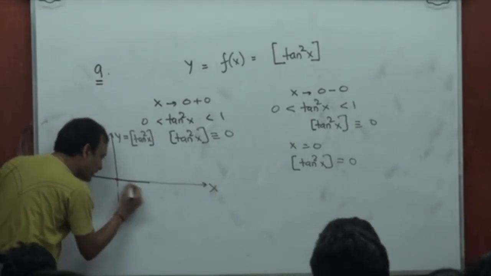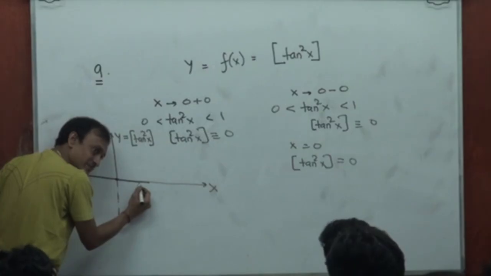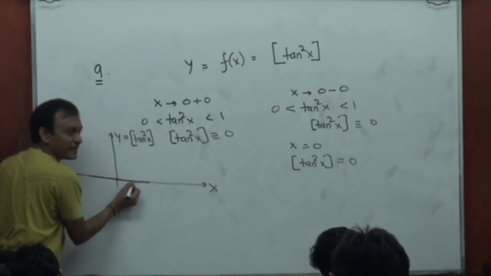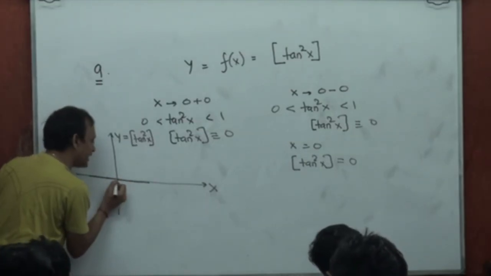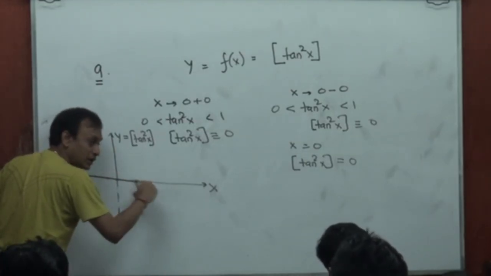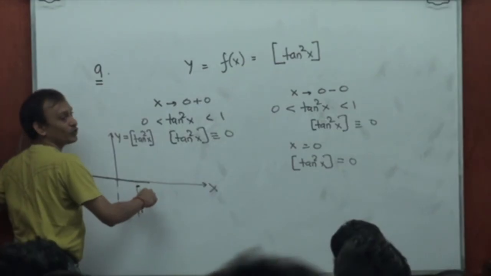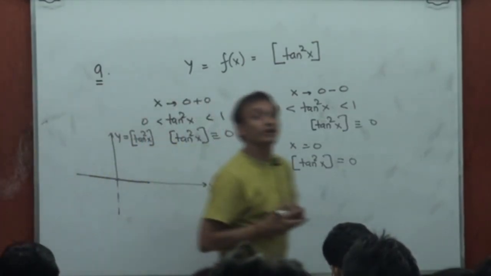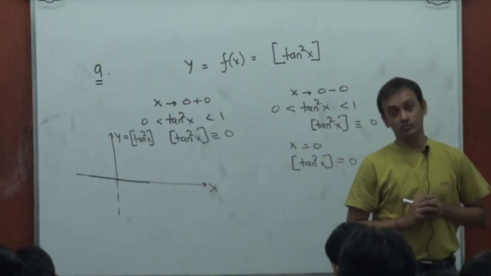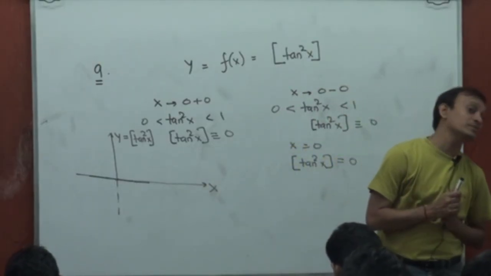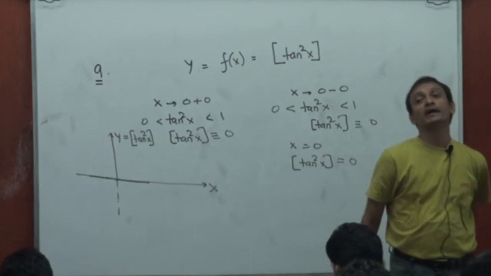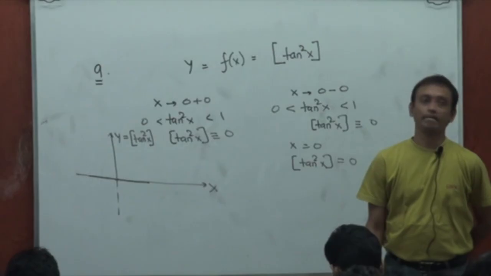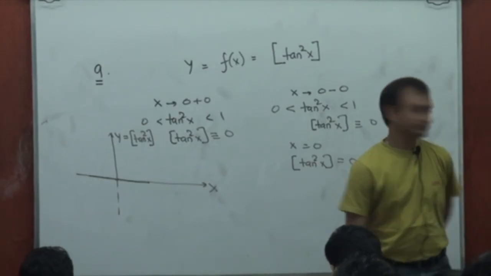Do you see that at x equal to 0 it's continuous? Not only that, the derivative at x equal to 0 is the tangent at x equal to 0. The left hand tangent and the right hand tangent both coincide with this line. The slope of this tangent is 0. So the derivative of box of tan squared x, left hand or right hand, will be 0. So box of tan squared x is differentiable and continuous at x equal to 0, and its derivative at x equal to 0 is 0. Got me?